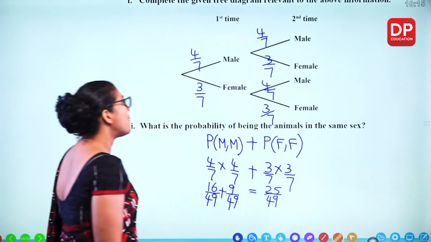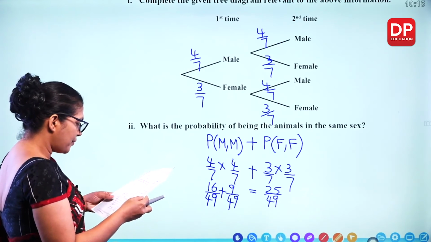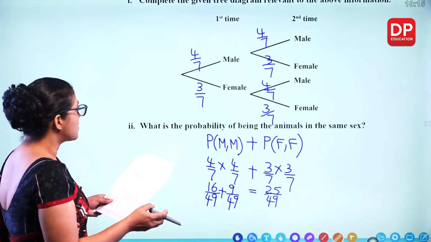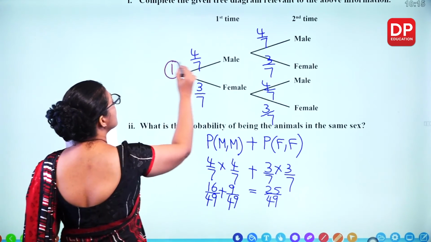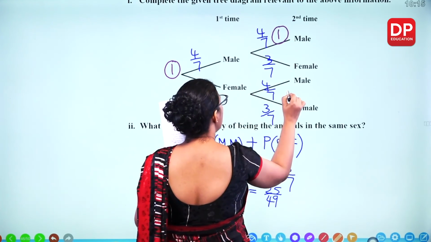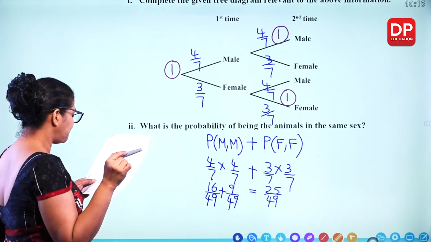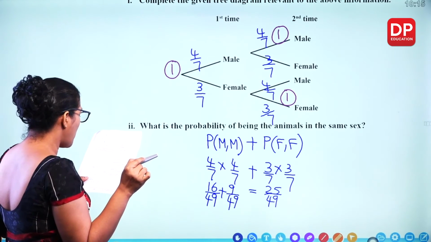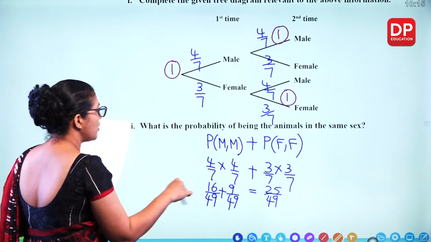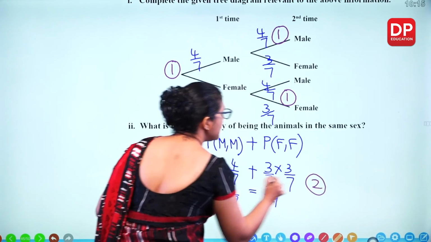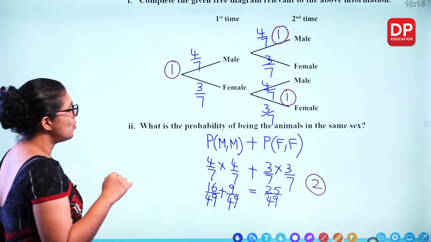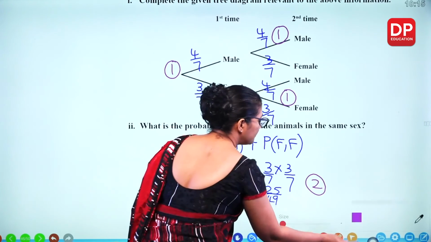So we'll see how many marks for the tree diagram. That's 3 marks. 1 mark, 1 mark here and 1 mark for completing the tree diagram. Then 2 marks for calculating this probability. So 3 and 2, 5 marks.